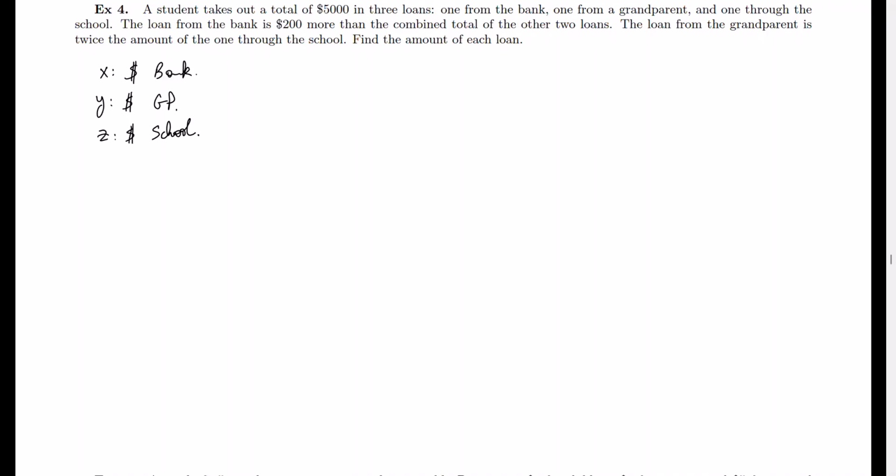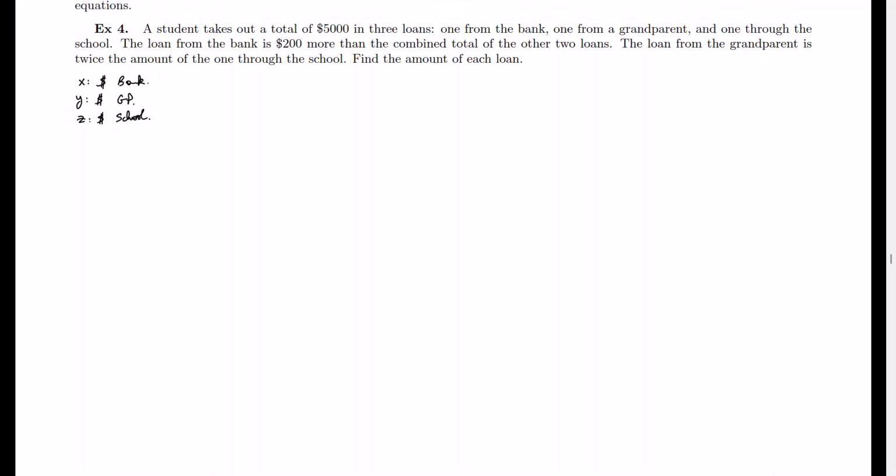So now that we have the variables, we will use them to translate each one of the equations that we were given, or each one of the sentences. So first things first, we know that the student took out a total of $5,000 in the 3 loans. So that means that X and Y and Z should add up to $5,000. So that's what we get from the very first sentence in this example.